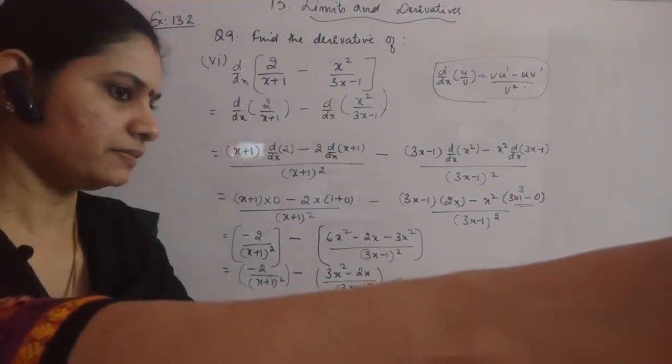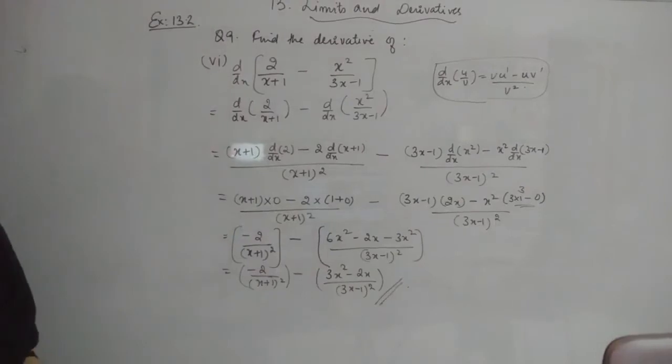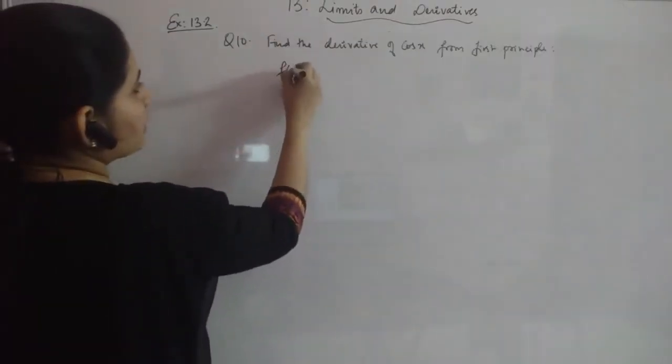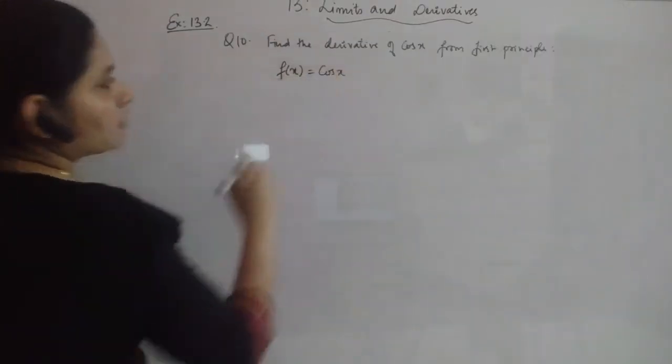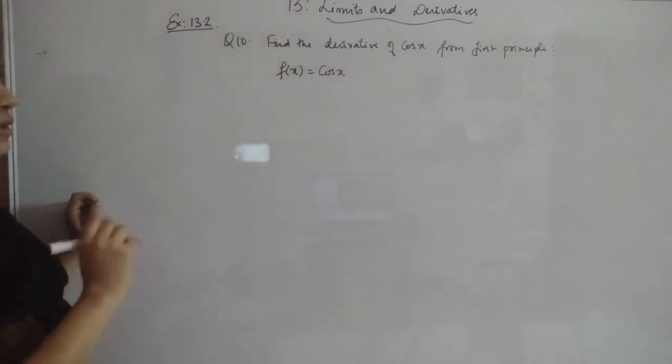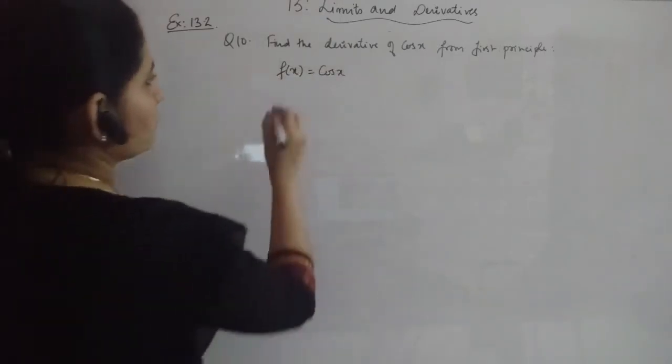Okay, here it is not visible. Now you can see. For this question, first we will take the function as f of x, that is cos x is the function, and you have to find out the derivative using first principle.